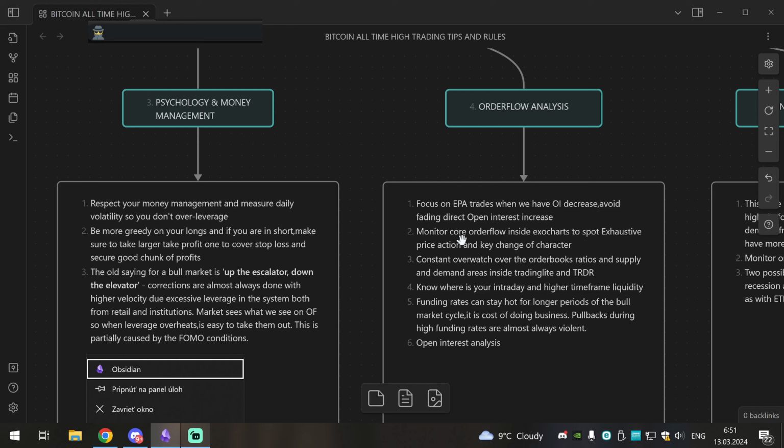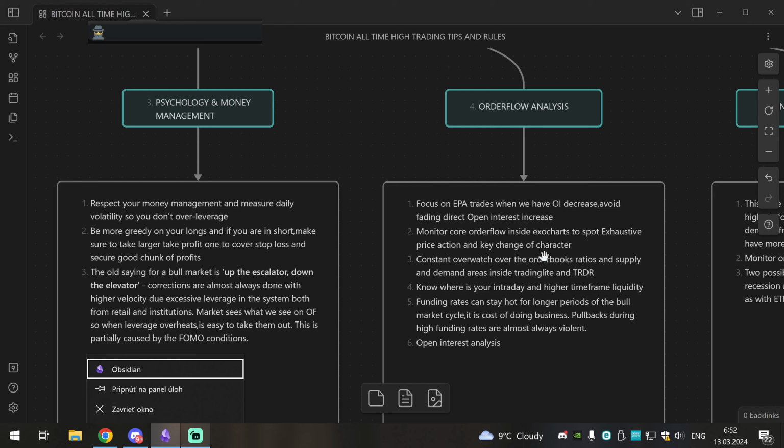Rule number 2, monitor core order flow inside Exocharts to spot exhaustive price action and key change of character. I'm educating traders on Exocharts every single day, so I will not go into detail here. There are other videos for that, but Exocharts is number one for me to watch when Bitcoin is trading in all-time high territories, pushing up, pushing down. I'm monitoring which traders are getting trapped, absorbed, and so much information out of that.